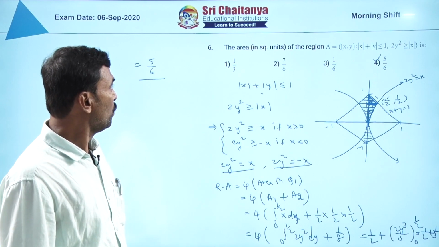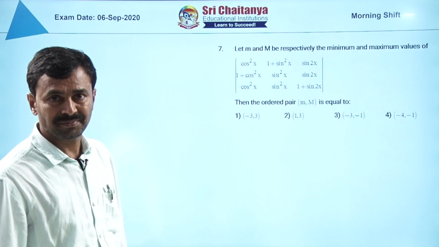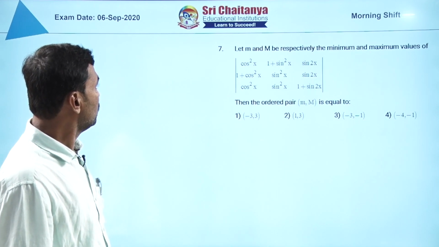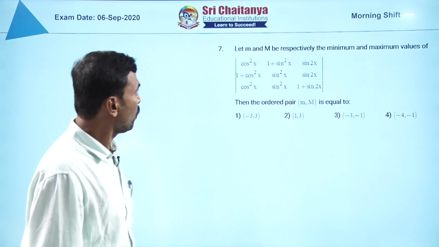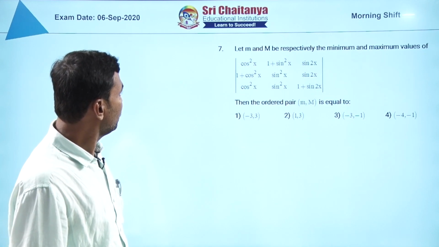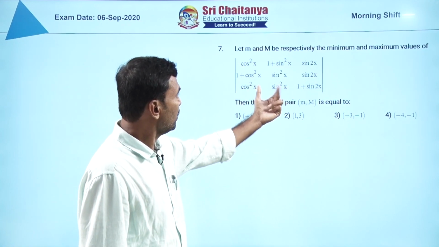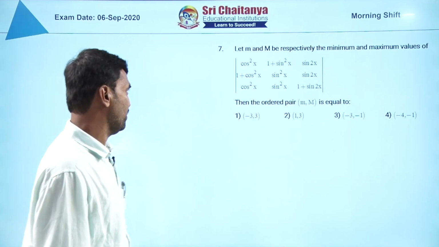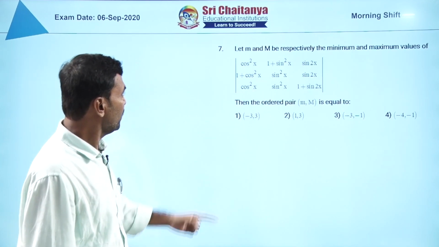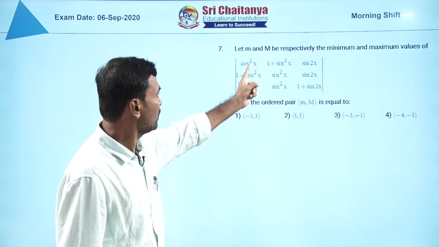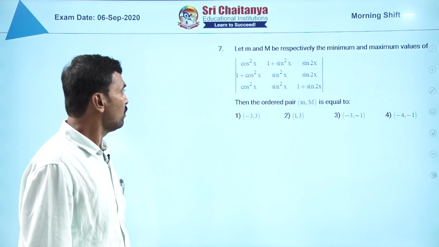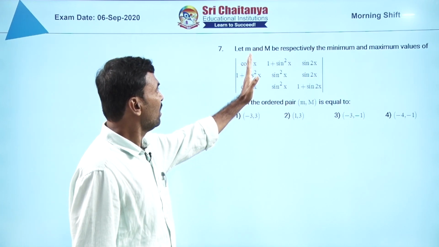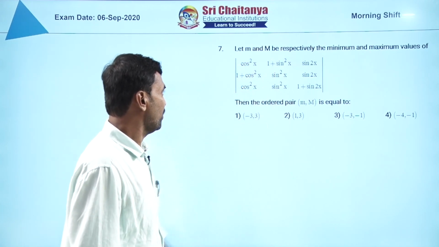Okay. Now, let us go to seventh problem. This problem is from determinants. So, we have to find out this determinant, afterwards the maximum and minimum values we will find out. Let us simplify this first. If you observe in the first column and second column, cos square and sin square is there. So, I am applying column operation, C1 I will take as C1 plus C2.